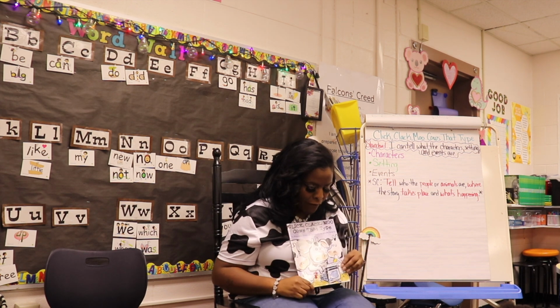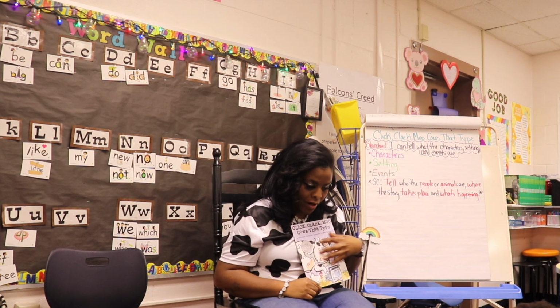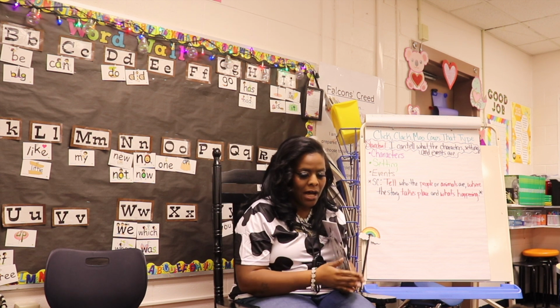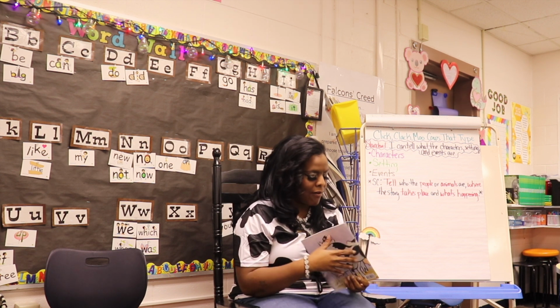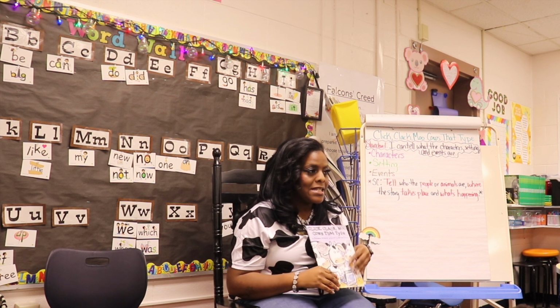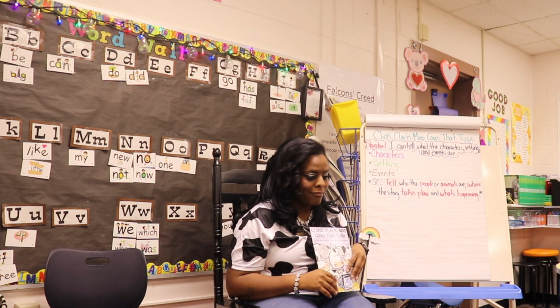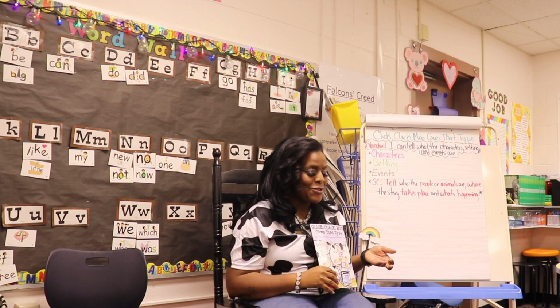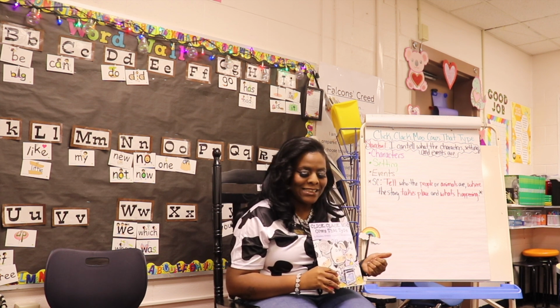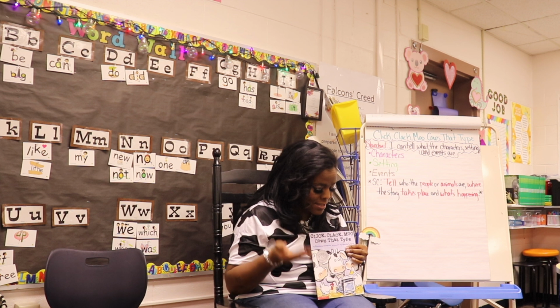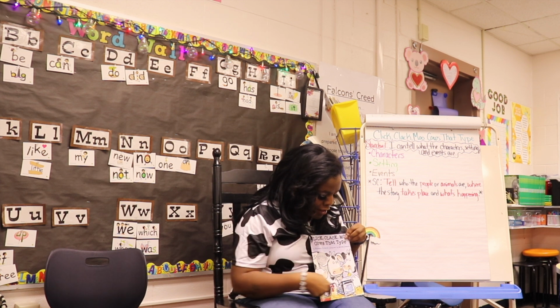okay? Let's look at the front cover. This is our front cover. Who remembers what this is called? Spine. Who remembers what this is? Alright. The author is the person who writes the story. What does the illustrator do? Draws the pictures. Right. Okay, so look at our front cover.